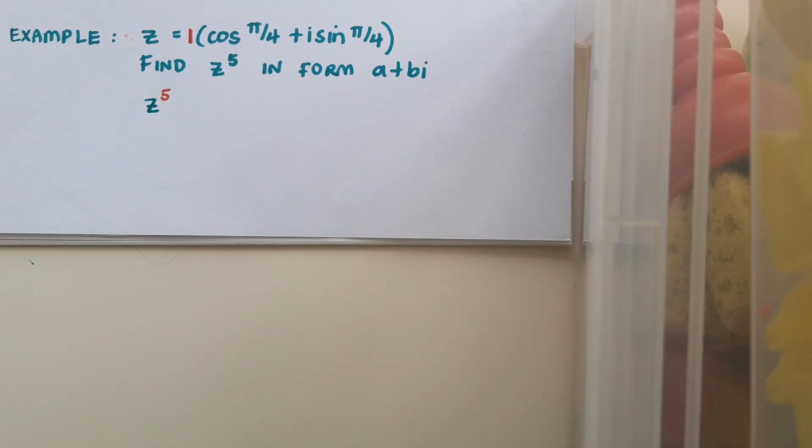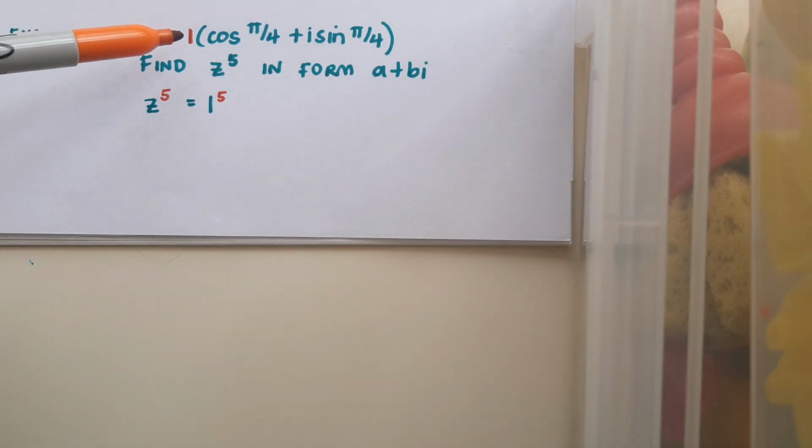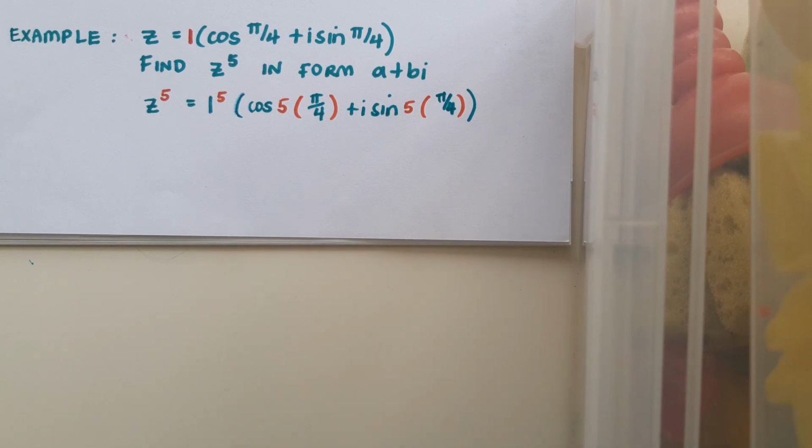So I want to find z to the power of 5. I'll put my modulus to the power of 5. Just to point out, by the way, if I'd left the 1 out, it wouldn't really make much of a difference because 1 to the power of 5 is just going to give me 1 anyway. And then I have cos 5 times pi over 4 plus i sine 5 times pi over 4. A little bit of a tidy up, and I end up with 1 times cos 5 pi over 4 plus i sine 5 pi over 4.